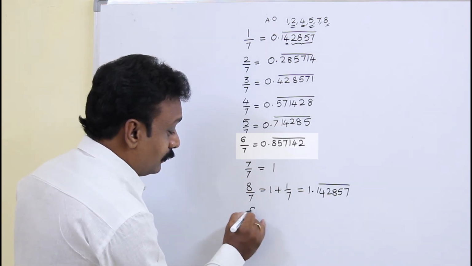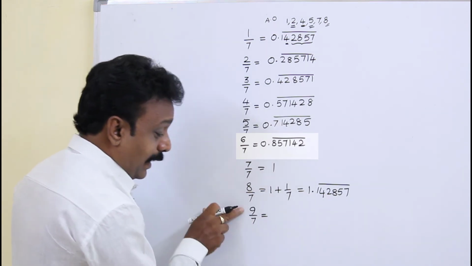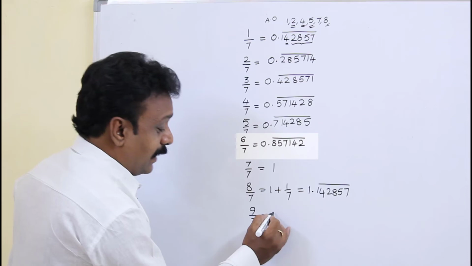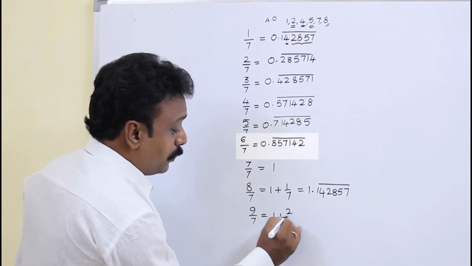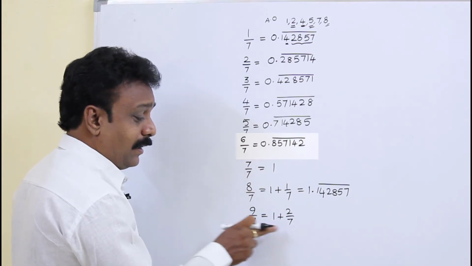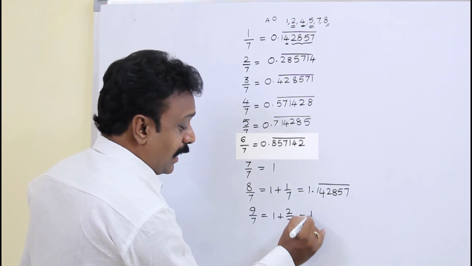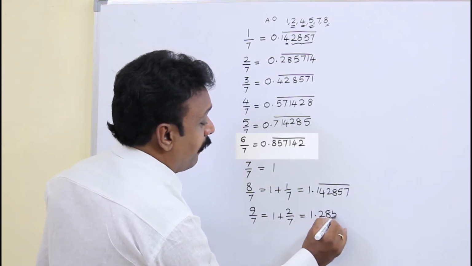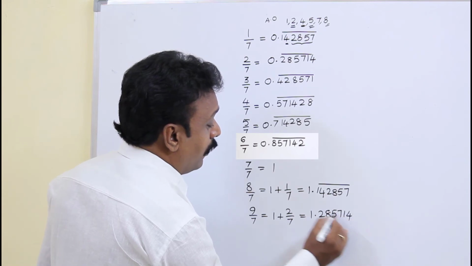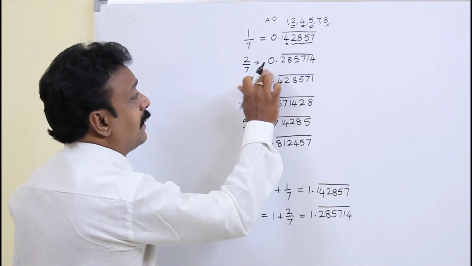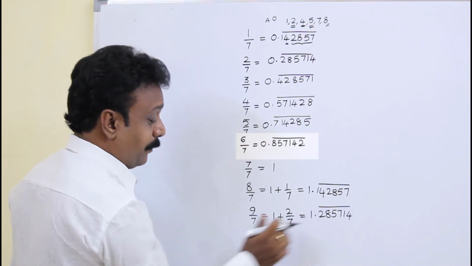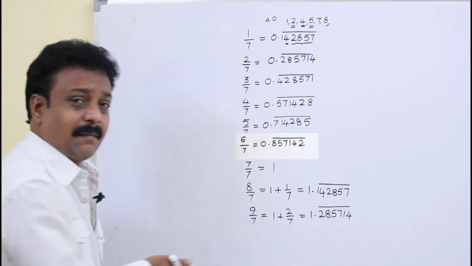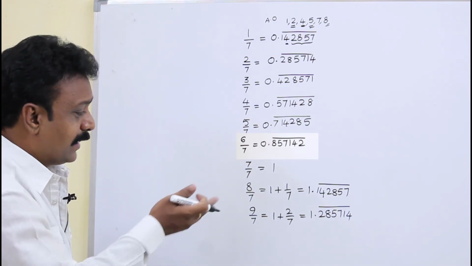9 by 7. 9 is greater than 7. So we write 1 plus 2 by 7, improper and mixed fraction. Now let us write 1 point 2, 8, 5, 7, 1, 4. You know what is 2 by 7? 2 by 7 I write here. Next, you can write 10 by 7, 11 by 7, 12 by 7 like that.